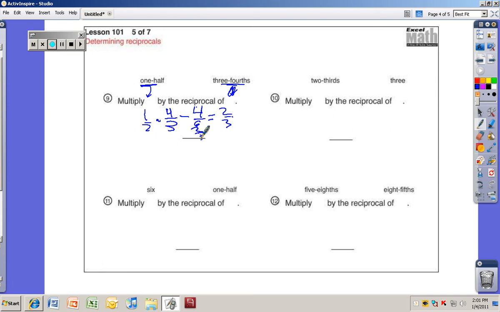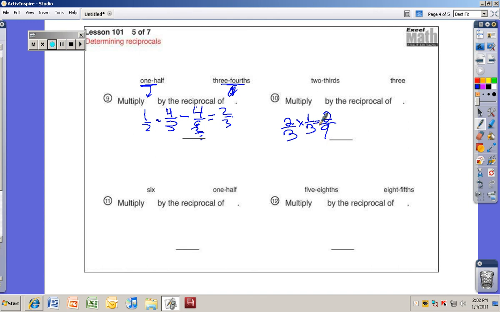Number 10. So multiply 2/3 by the reciprocal of 3. What's the reciprocal of 3? 1/3. Which is... Don't forget your equal sign. Okay, that's good. You got the answer right there.